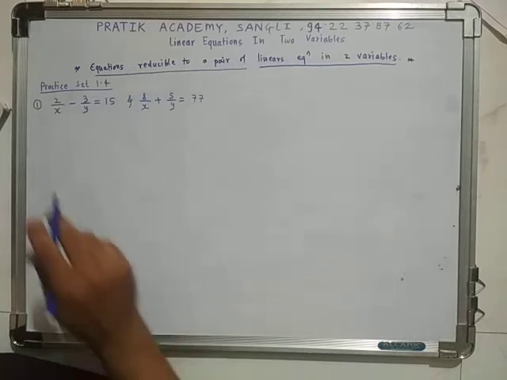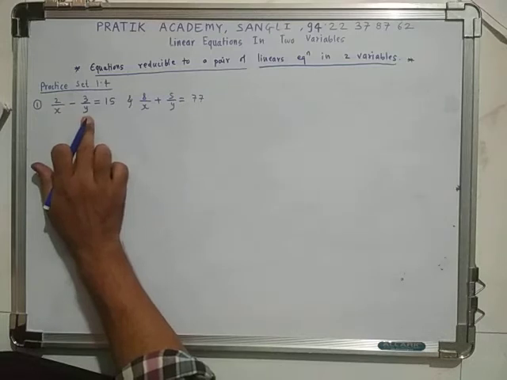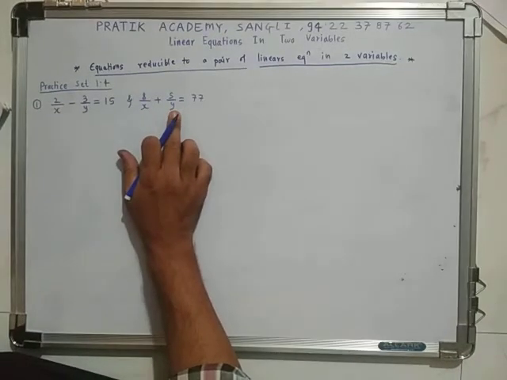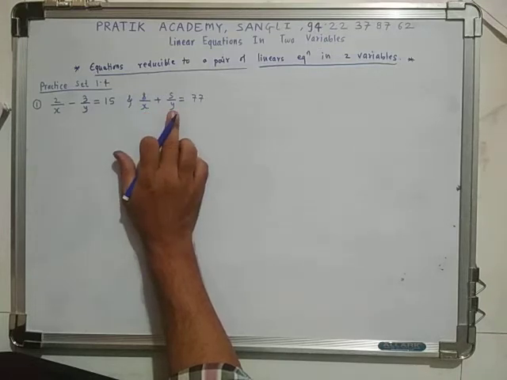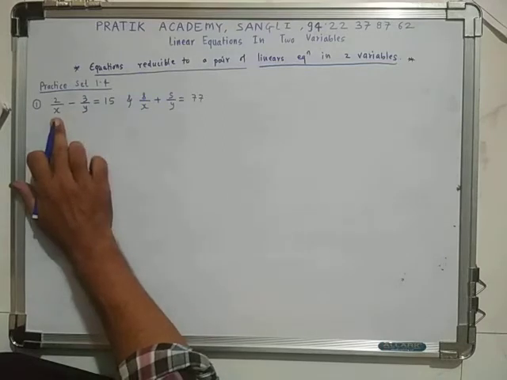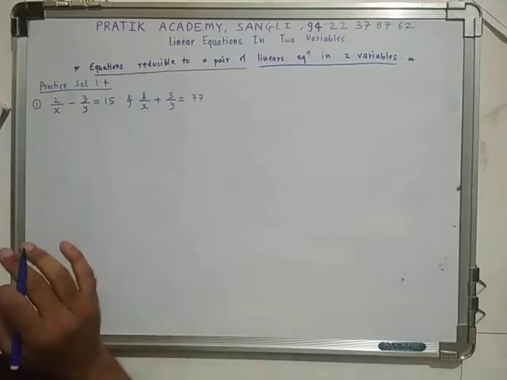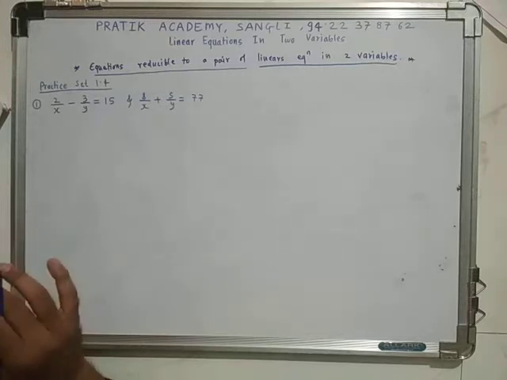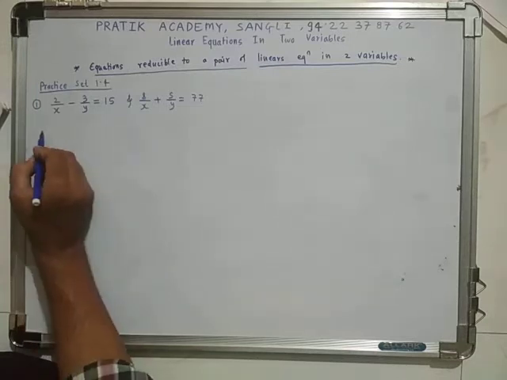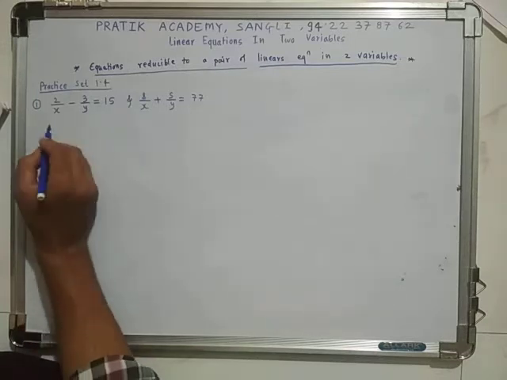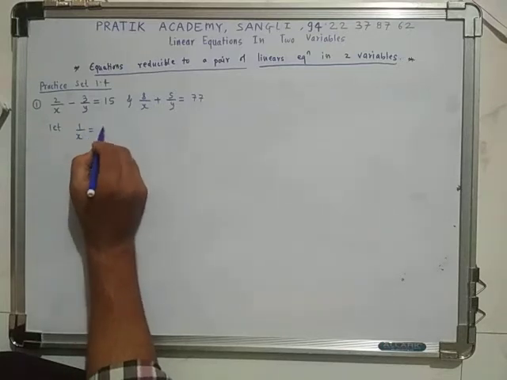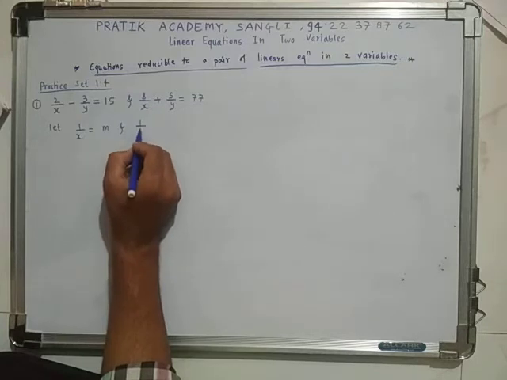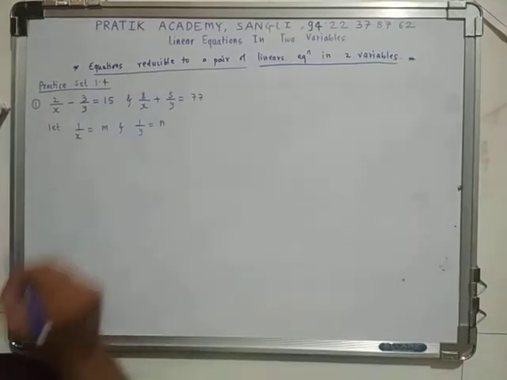Initially, if you look at these two equations, each contains two variables, but the degree of this term is not 1, the degree is not 1, the degree is not 1. So initially these equations are not linear equations in two variables. We have to convert these equations. For that purpose, we will assume two new variables. Let 1 upon x be equal to m and 1 upon y be equal to n.